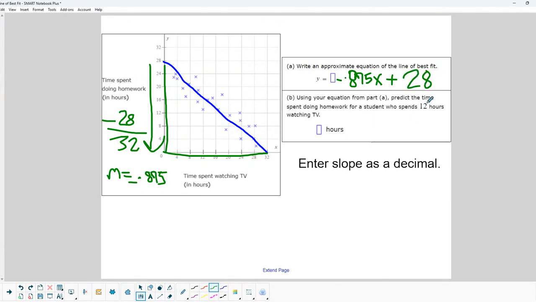So now if we take 12 and plug it into that equation and crank out the numbers, you would do negative 0.875 times 12 plus 28, and that would give you 17.5 hours. So that's kind of telling you, you can kind of predict about how long someone was watching TV, right, in this case, right?